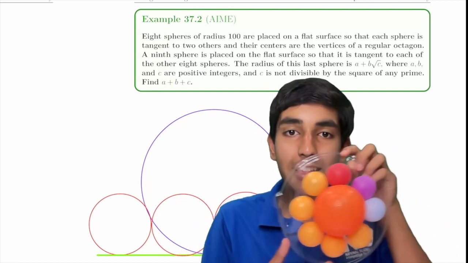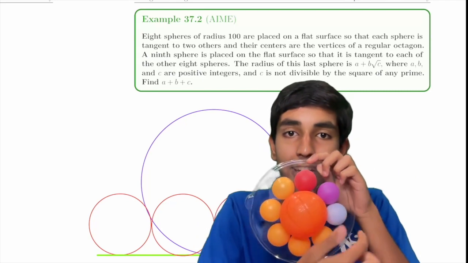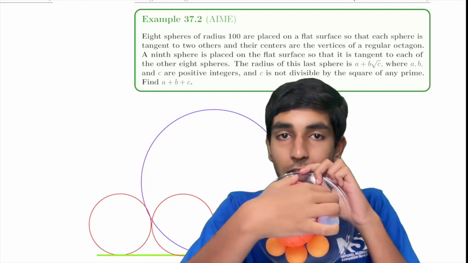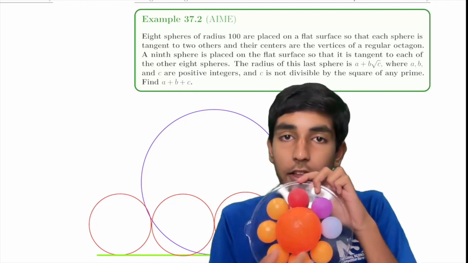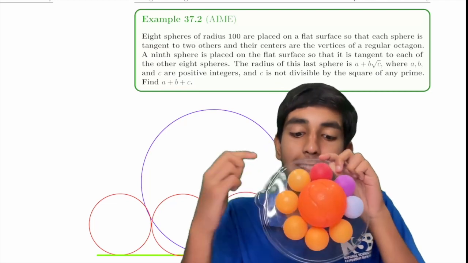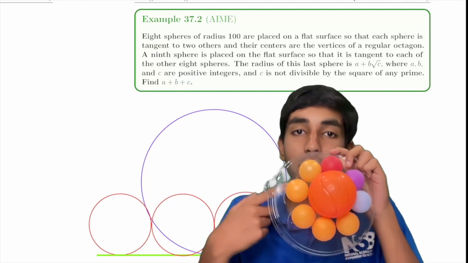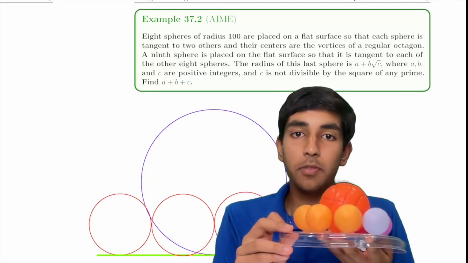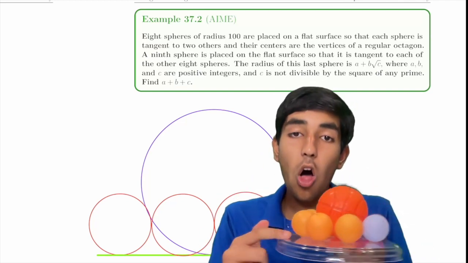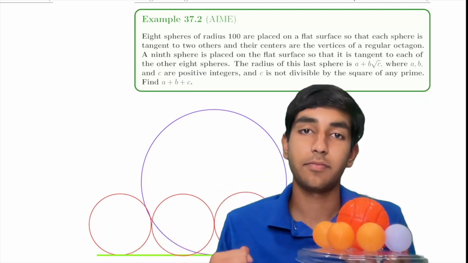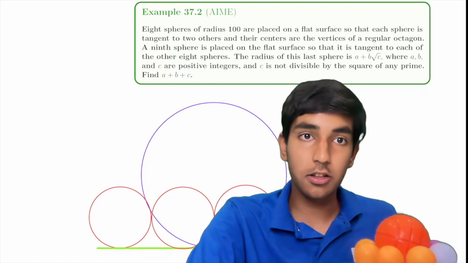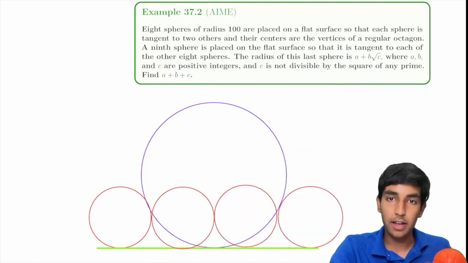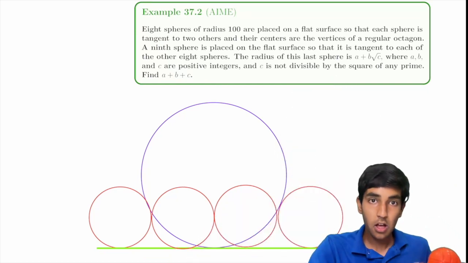So as you can see, these are the 8 spheres that form an octagon, which are tangent. Assume they're touching. And then there's a 9th sphere that's touching all the other ones, tangent to all of them, and it's placed on the same flat surface. So as you can see in the 3D model, they're all touching the ground. So let's become small again so we can see the screen.